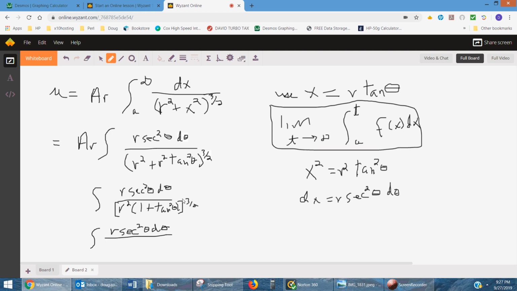over, I'm going to picture replacing 1 plus tangent squared with secant squared, but then I'm going to raise each of these factors to the 3/2 power. So r squared to the 3/2 power is r cubed, and secant squared to the 3/2 power is secant cubed. And I'll put this AR back in. And let's start working to the right and see what happens. Okay, so I've got r secant squared over r cubed, which is 1 over r squared, and if I move it out front, I'll have AR over r squared, so I'll just get A over r out front.